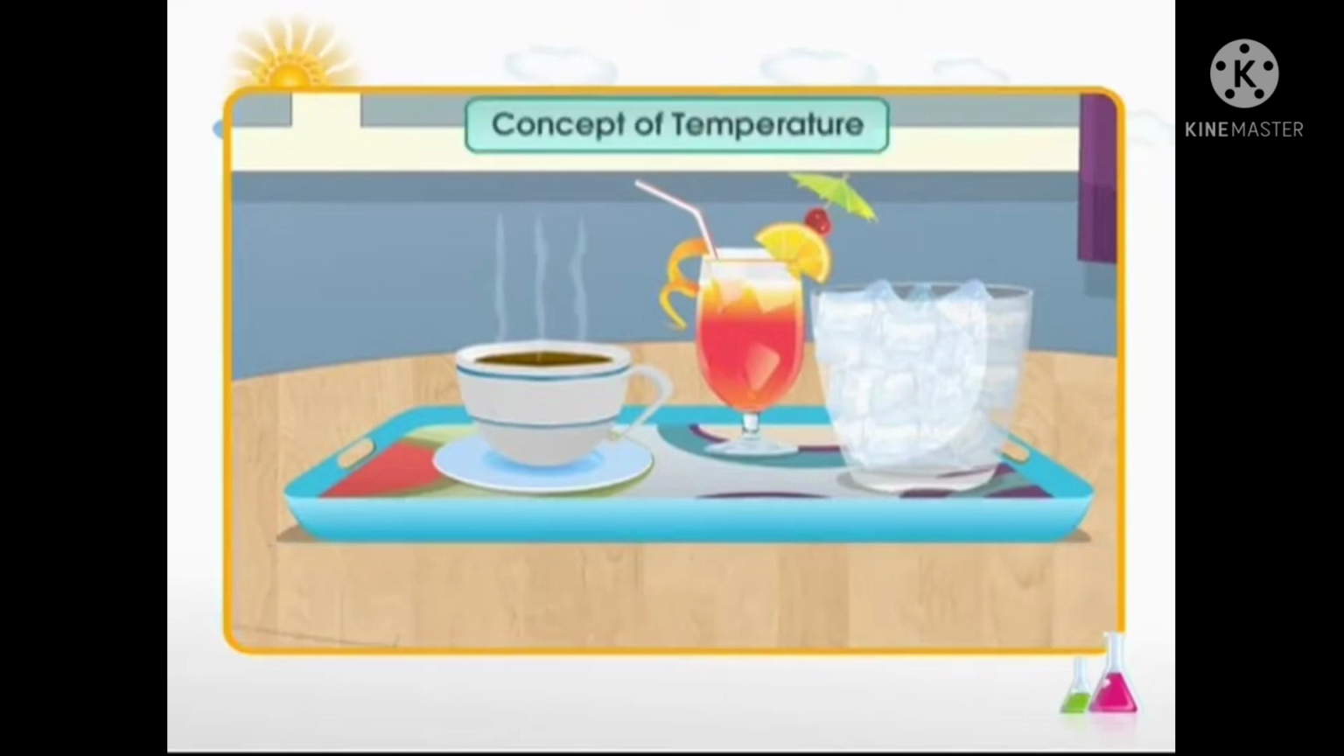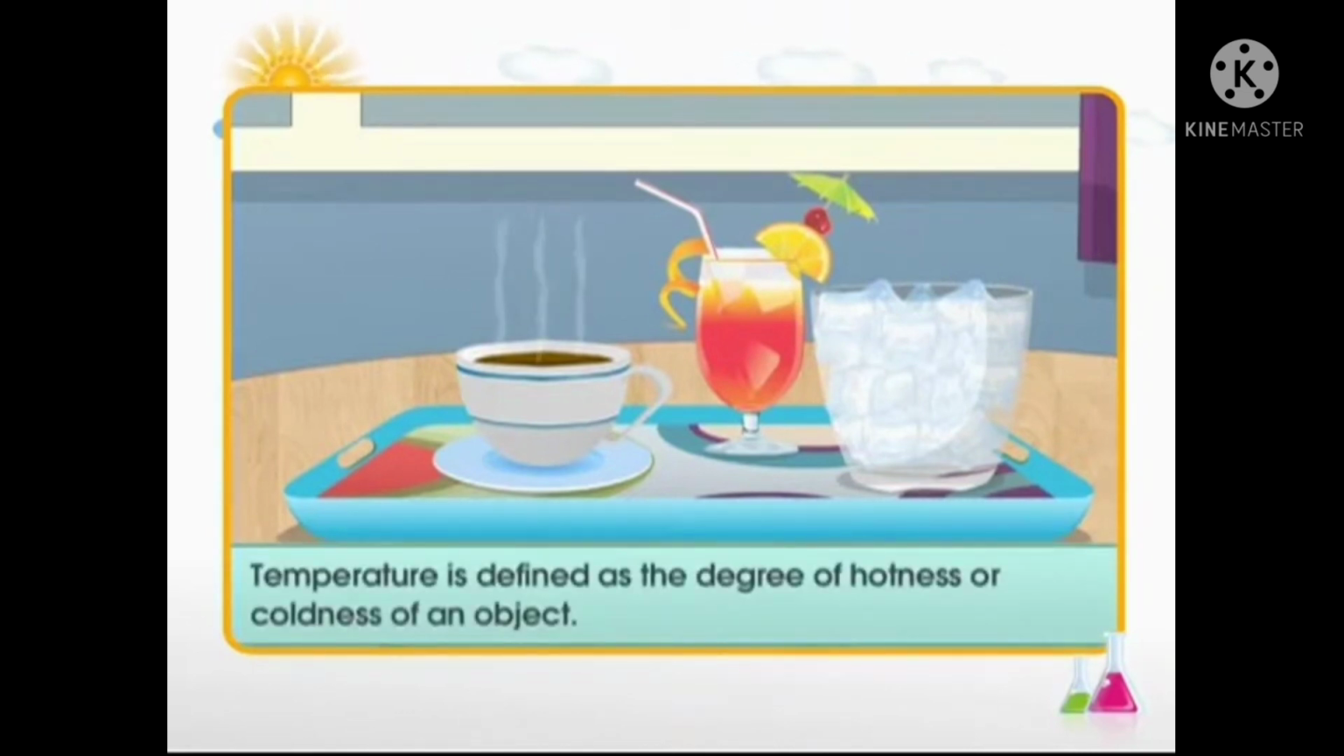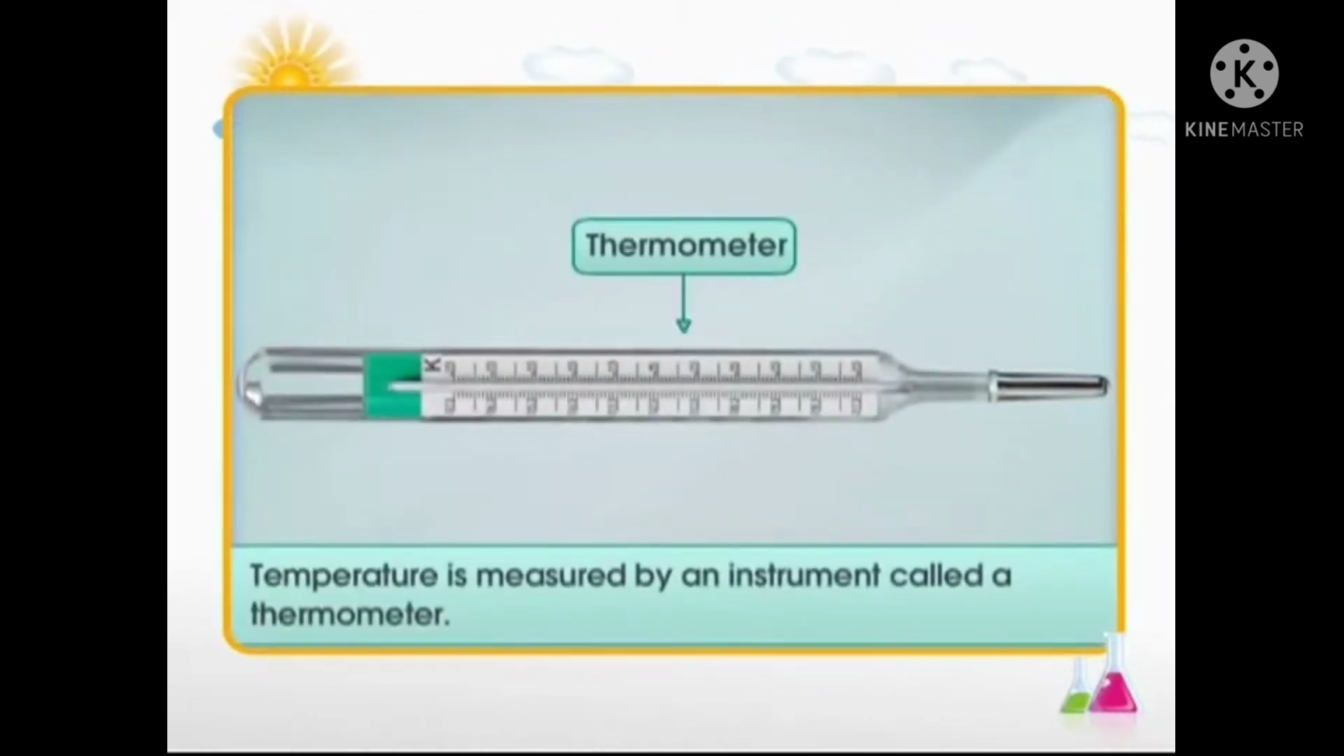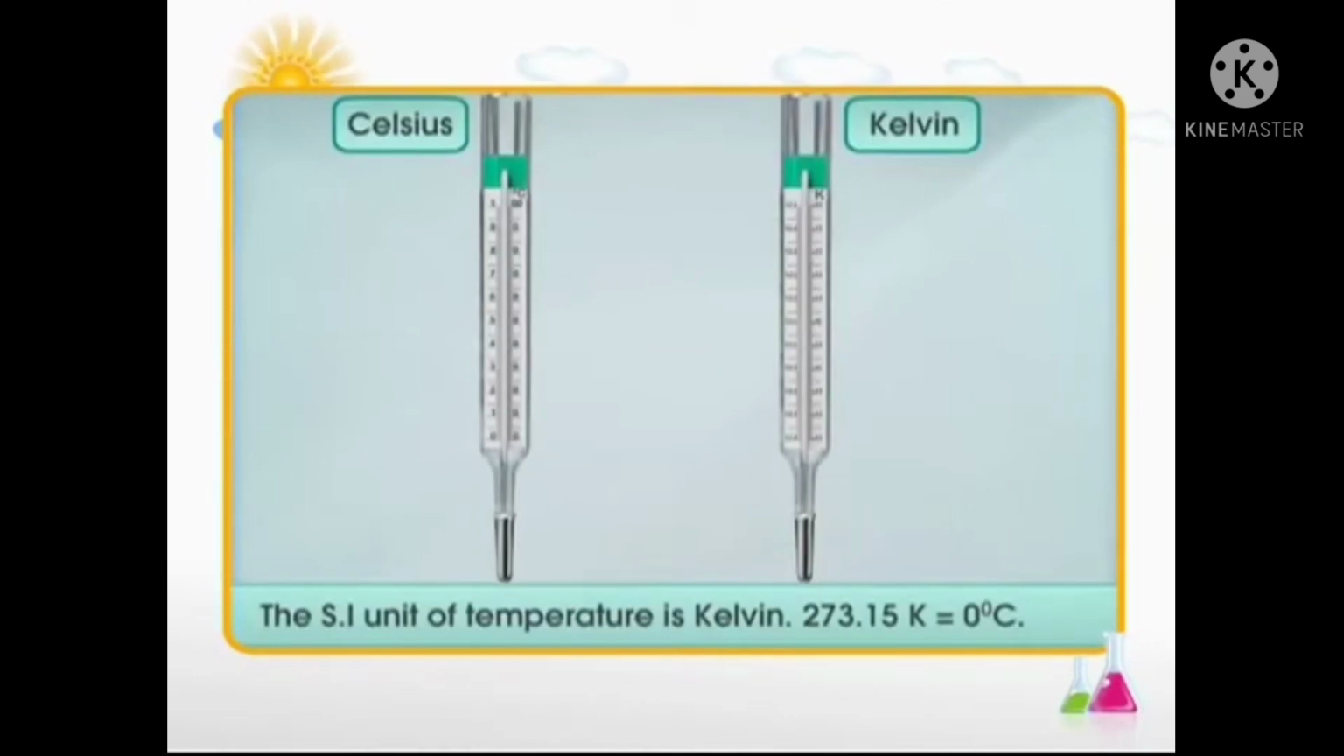This need introduces us to the concept of temperature. Temperature is defined as the degree of hotness and coldness of an object. Temperature is measured by an instrument called a thermometer. The SI unit of temperature is Kelvin. 273.15 K is equal to 0 degrees Celsius.